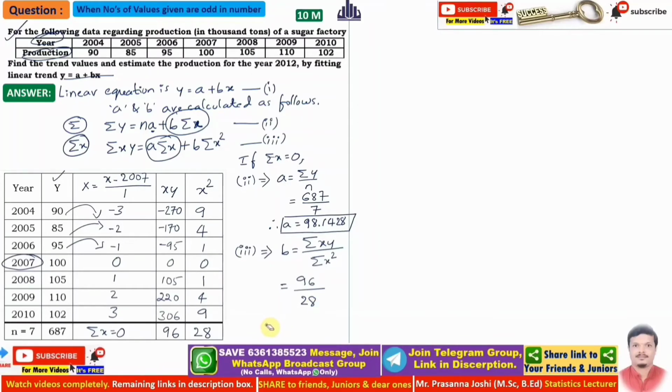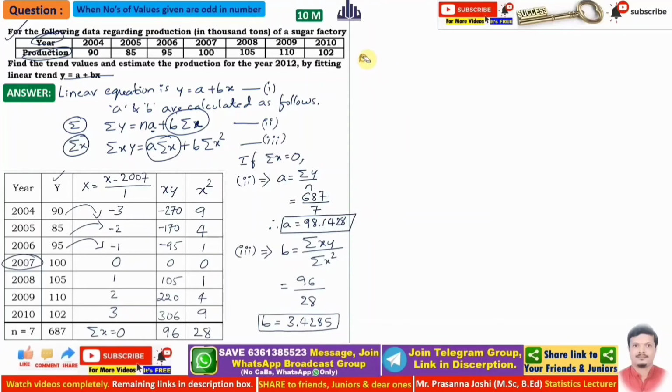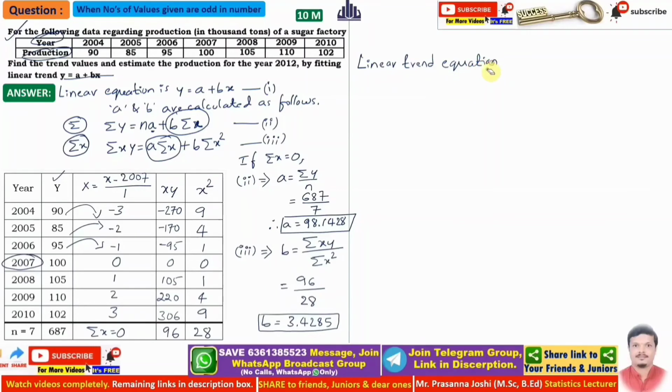When we calculate this, we are going to get 3.4285. So the b value also we have got. So when we have got both a and b, the linear trend equation, that is the fitted linear trend equation, is y cap is equal to a plus bx.